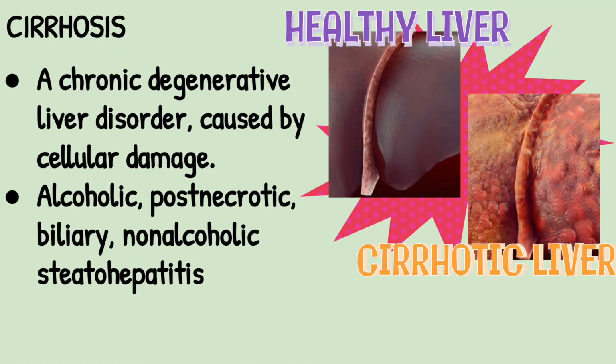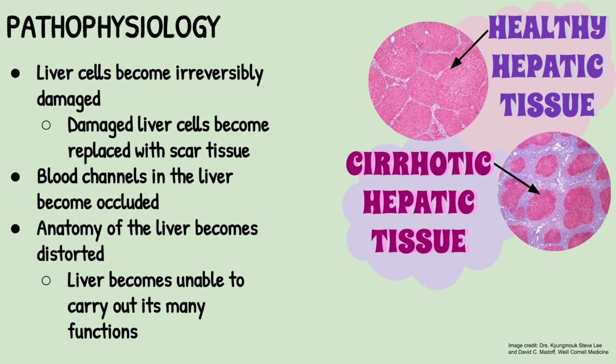So what is cirrhosis? Cirrhosis is a liver disorder in which cells in the liver become damaged, leading to long-term deterioration of the liver. There are four main types of cirrhosis. There is alcoholic, post-necrotic, biliary, and non-alcoholic steatohepatitis. Okay, now some pathophysiology. Let's talk about exactly what is happening in the liver with cirrhosis.